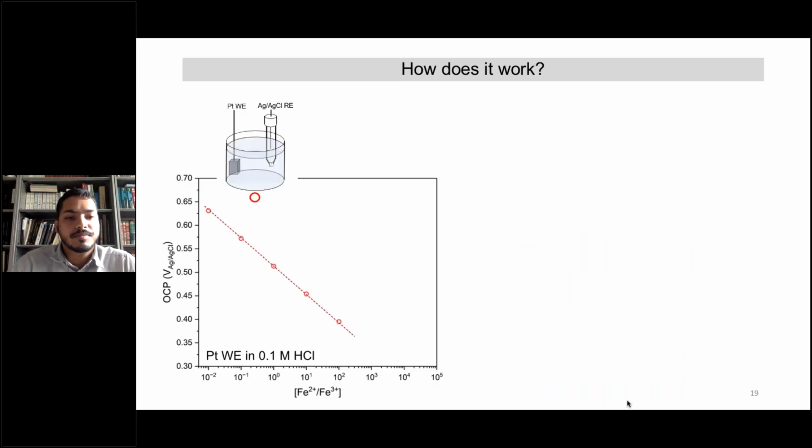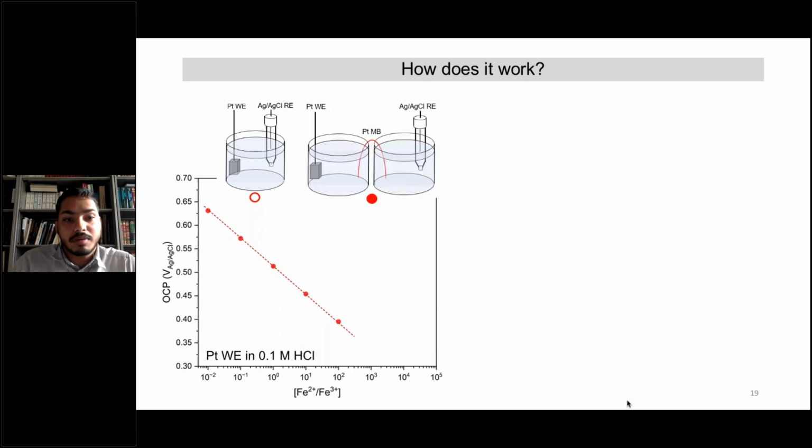So here is a result showing open circuit potential of platinum working electrode when you are changing the ratio of ferrous to ferric in 0.1 molar HCl. This result can also be predicted using the Nernst equation. So this is great. And if you are using our metal bridge setup, you get exactly the same result. Yes, when you are using the same electrolyte in both the beakers.